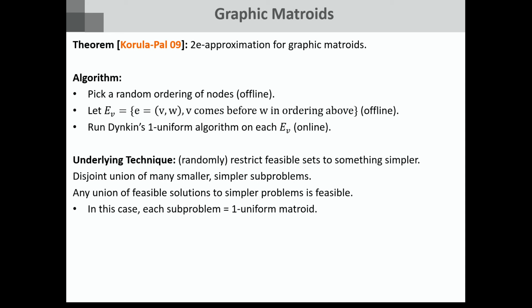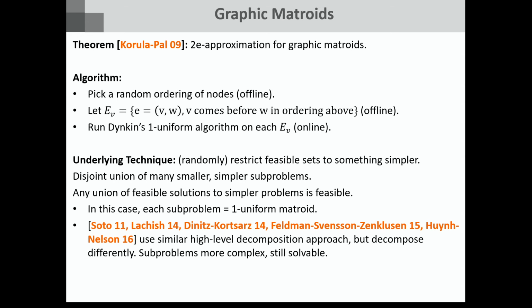They happen to be a disjoint union of many smaller and simpler subproblems. But we did it in a consistent way so that any union of feasible solutions to the simpler problems is also feasible. So that was the first observation. In this case, each subproblem was as simple as possible. It was just a one uniform matroid.